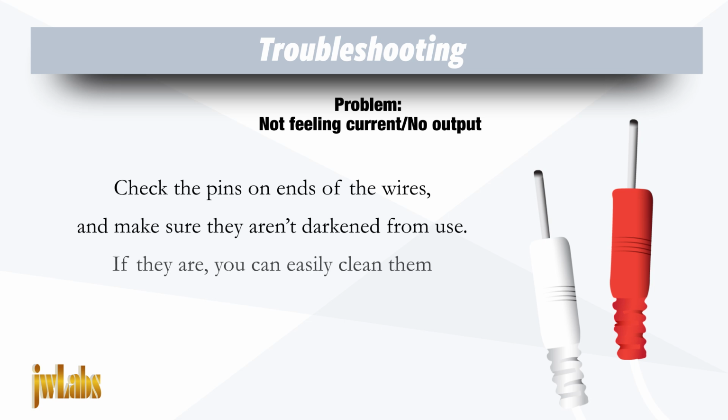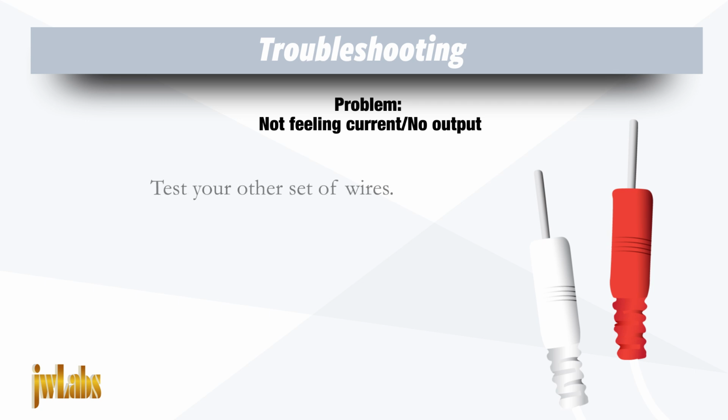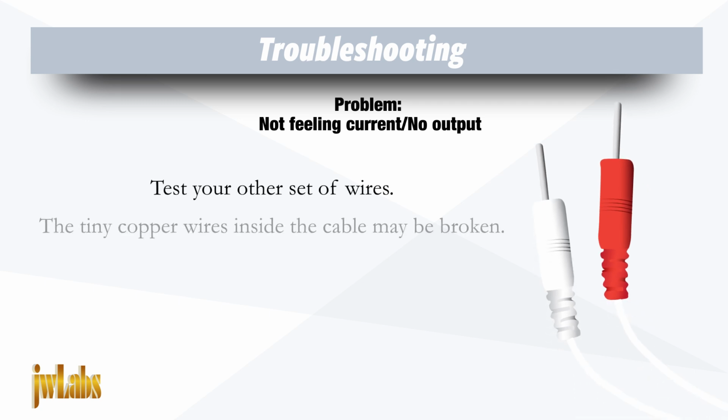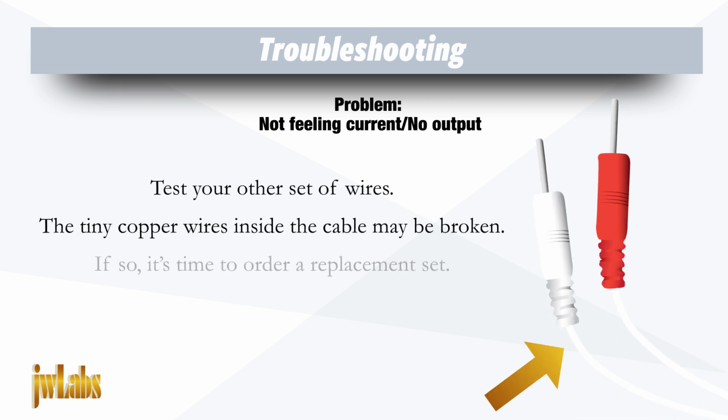If they are, you can easily clean them by using an emery board or fine sandpaper. Test your other set of wires. The tiny copper wires inside the cable may be broken. If so, it's time to order a replacement set.